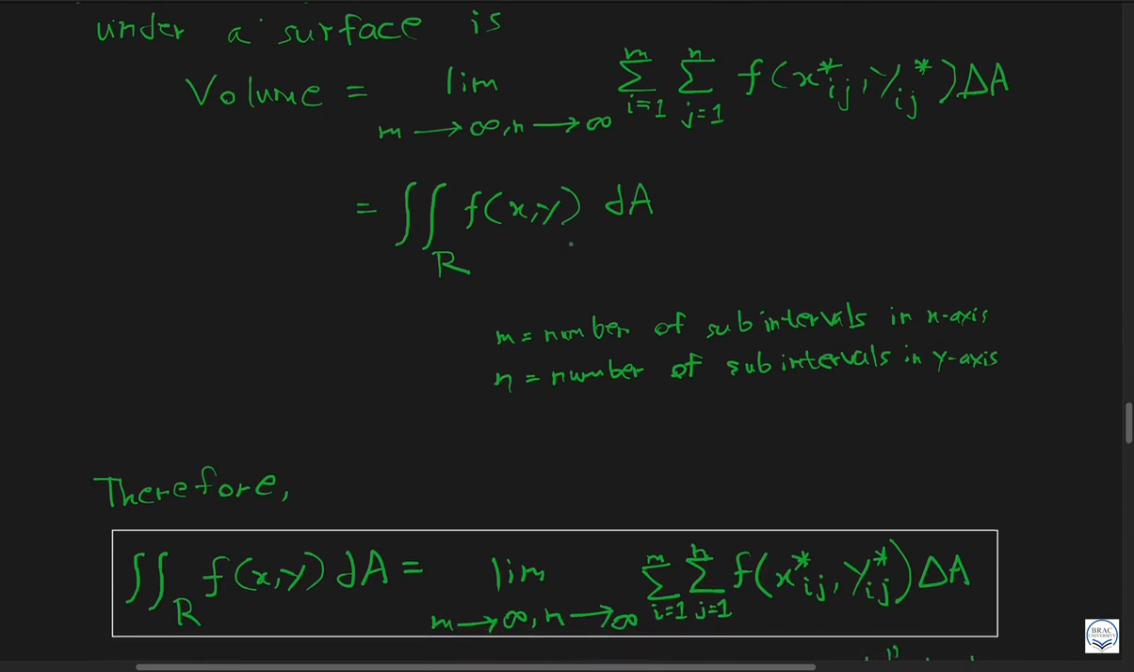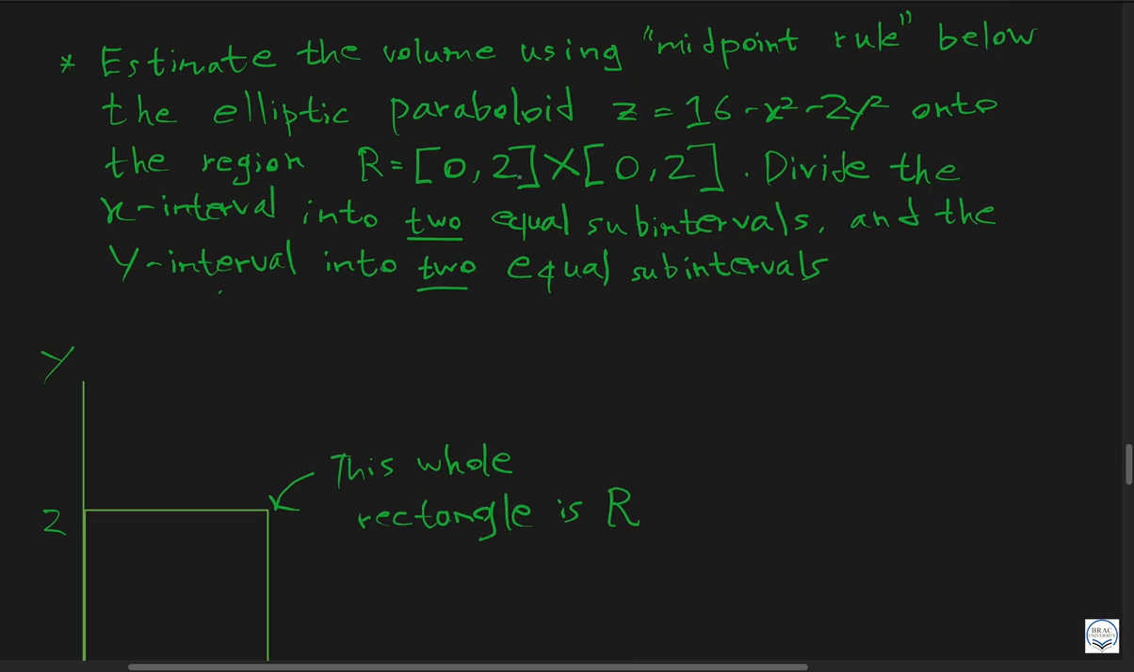And because we are calling this the double integral, in a sense we have defined the double integral over the region R of the function f of x with respect to this area as the limit where both m and n go to infinity of this double sum.